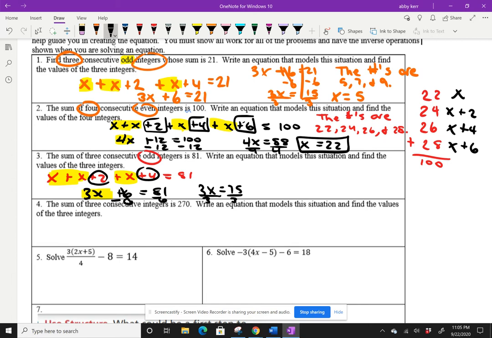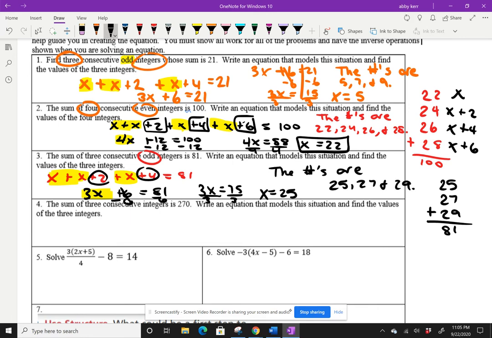75 divided by 3 gets me 25. Now the next 2 numbers after that, if you follow the pattern, 25, 27, 29. If you add all those up, you're going to get 81. So you can say the numbers are 25, 27, and 29. Now for number 4, some of you guys got mixed up here.